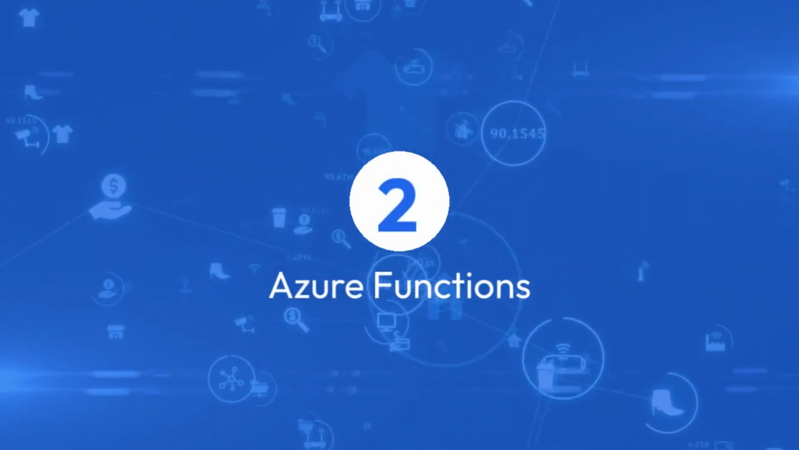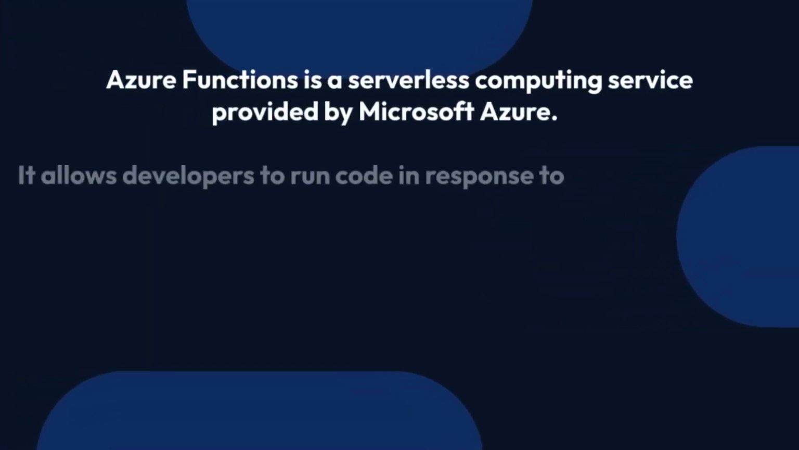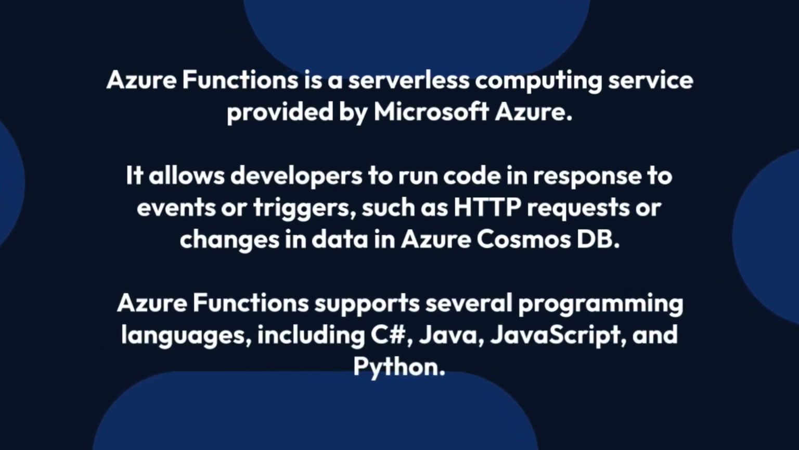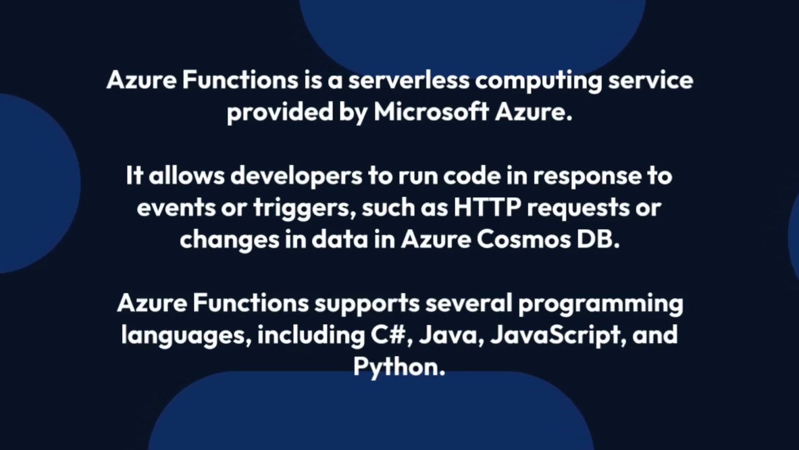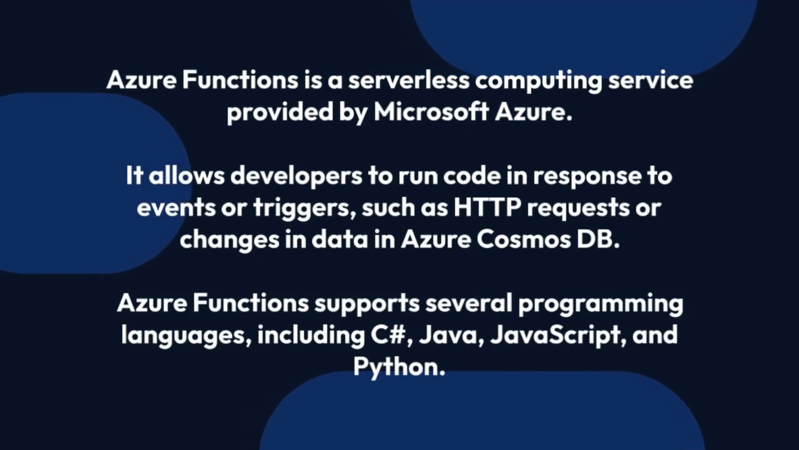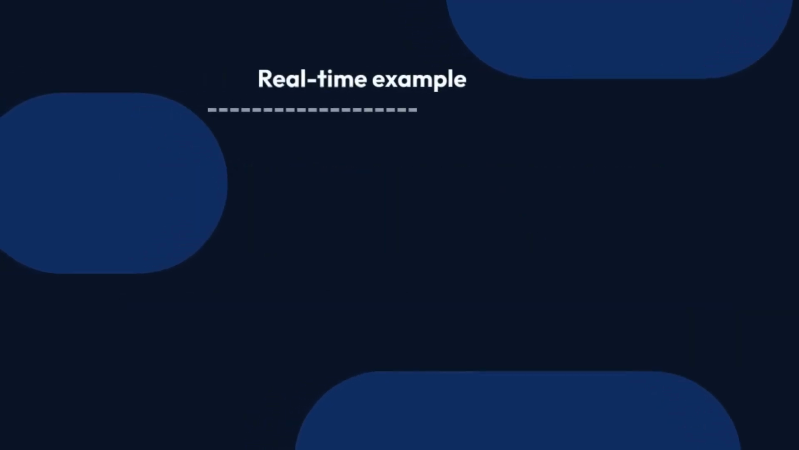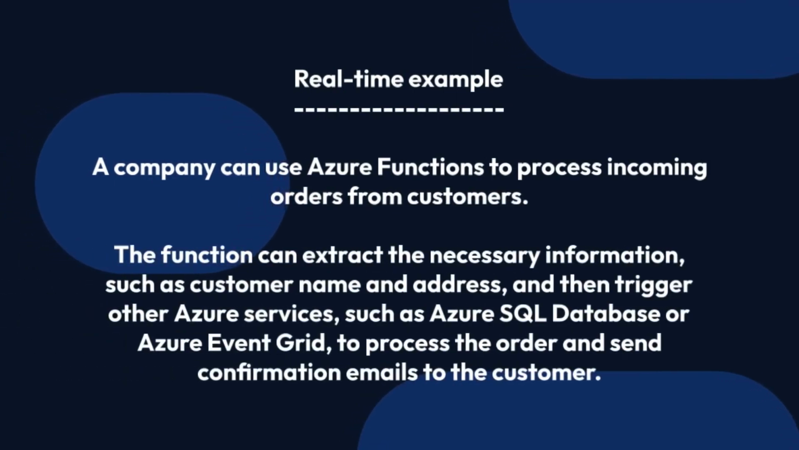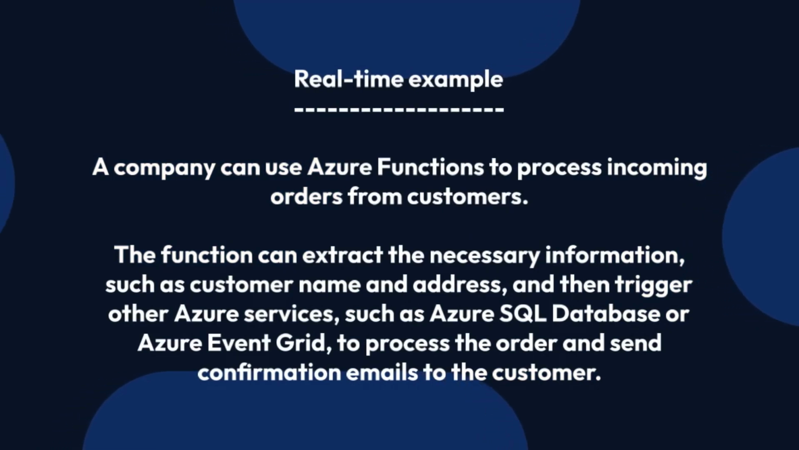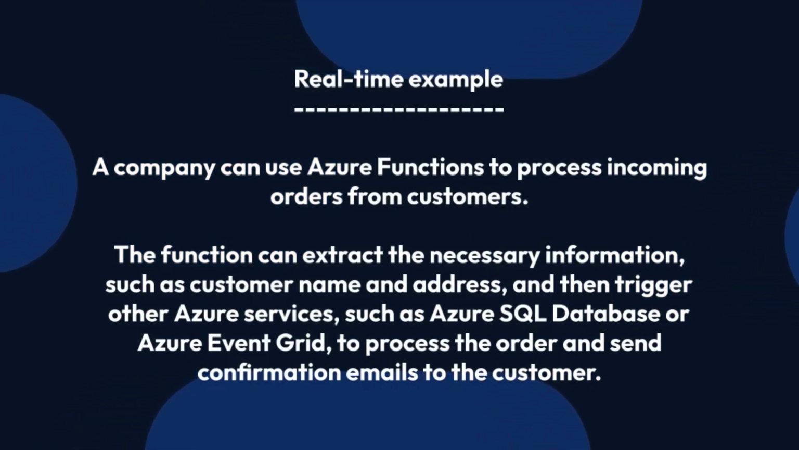Now let's talk about Azure Functions, a serverless computing service provided by Microsoft Azure, which allows developers to run code in response to any event or trigger. These triggers can be anything like an HTTP request or any change in the data in Azure Cosmos DB. Also, Azure Functions supports several programming languages such as C Sharp, Java, JavaScript, and Python. Again, you can pause your screen to go through the real-time example for Azure Functions. After that, we will go through the next service in the list.